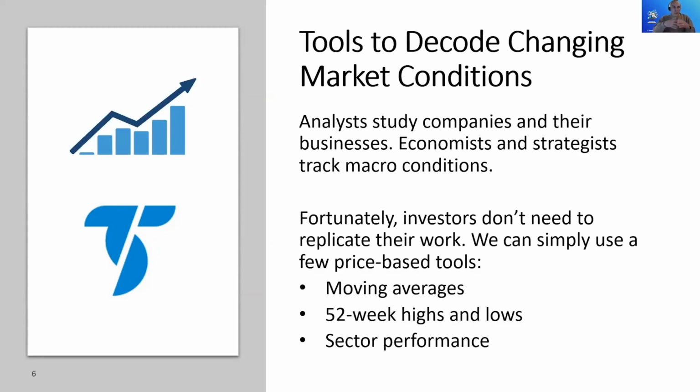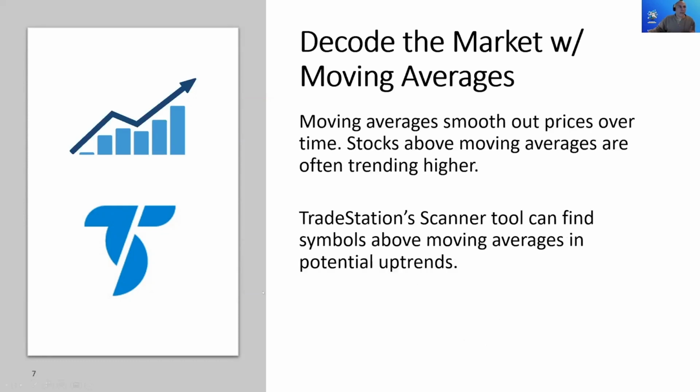And then we're going to look at moving averages, 52-week highs, and sector performance to do this assessment. So moving averages smooth out prices over time. I think we know this. Stocks above their moving averages are often trending higher. So we can find some stocks based on moving averages using the TradeStation Scanner tool and find stocks in potential uptrends. So that is slide 7 I'm on, and we're going to go here to slide 8.